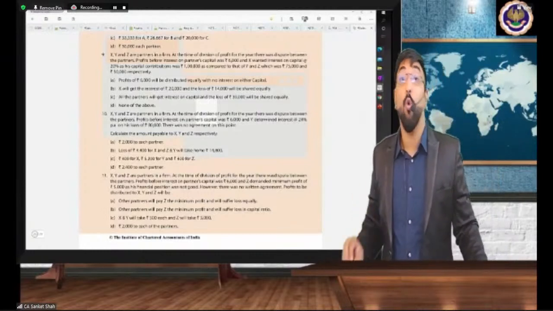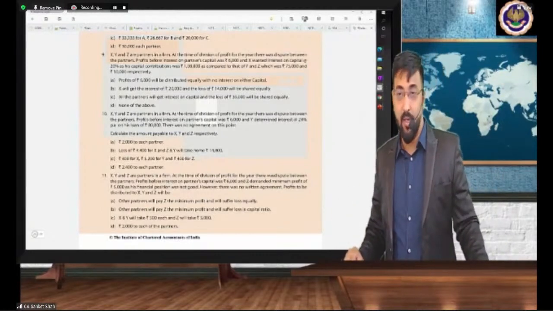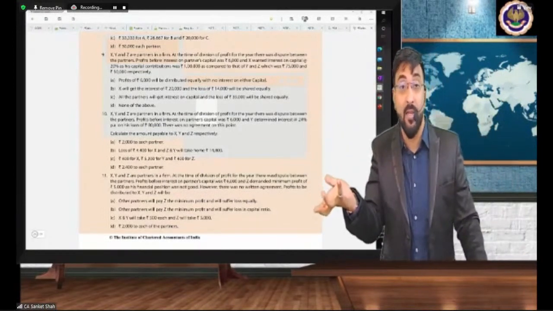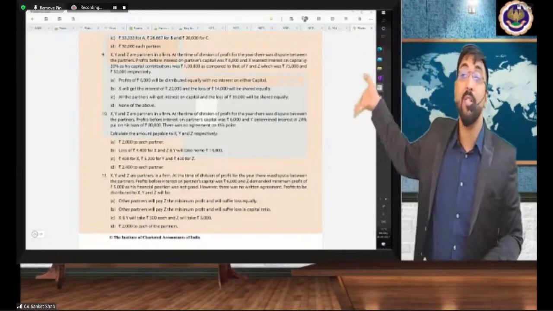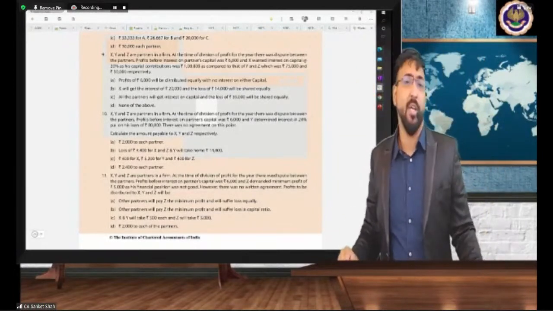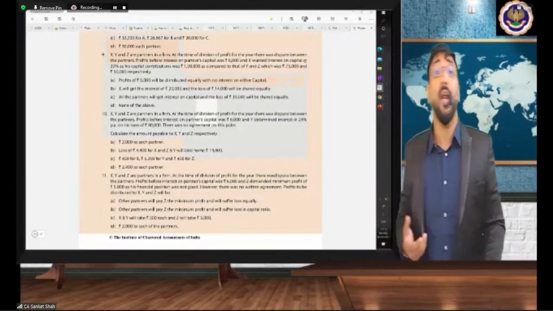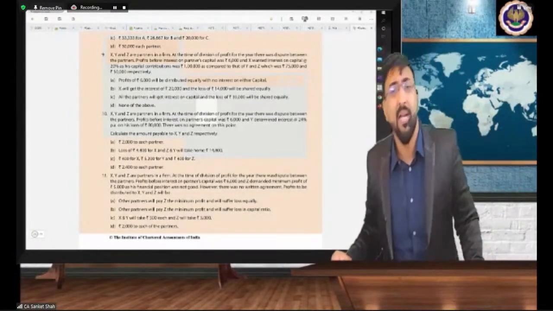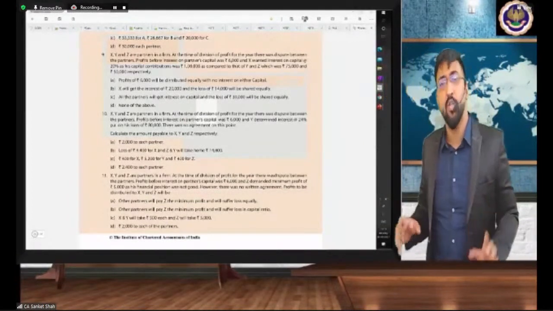After that, I told you about the P&L appropriation account. P&L appropriation is a transfer entry. Only transfer. Instead of transferring in the P&L account, we transfer it in P&L appropriation. So which accounts do we normally transfer in P&L appropriation? Those related to partners' expenses and partners' income. So what are the expenses of the partner?